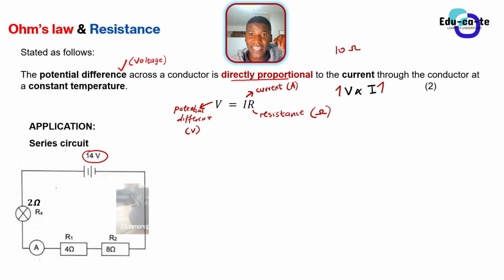So they can say it is the EMF of the battery. It is 14 volts. It's the total voltage that this battery can give to its components. Remember that when you've got a series circuit, we say that the voltage is divided, but the current remains the same. It means that this 14 volts will be divided across these 3 resistors.